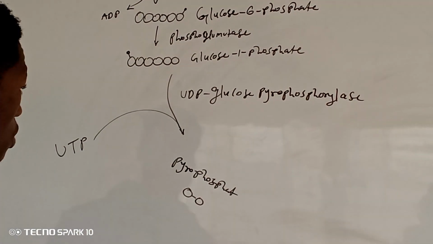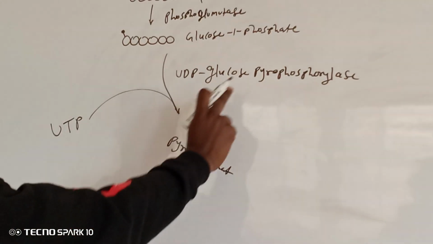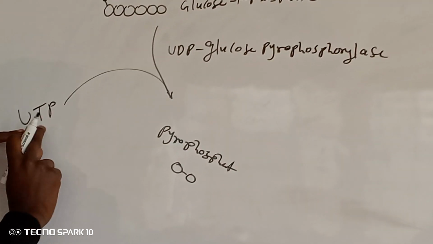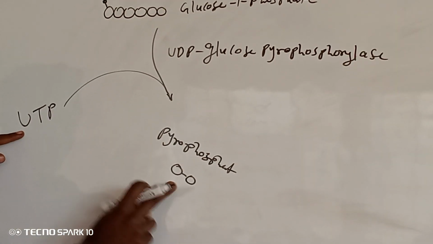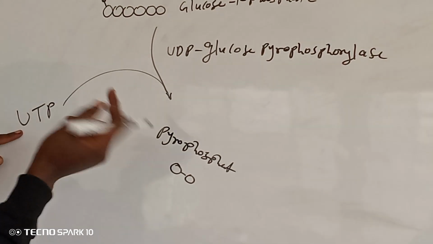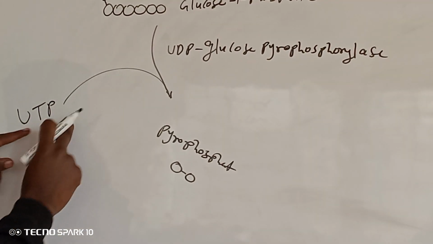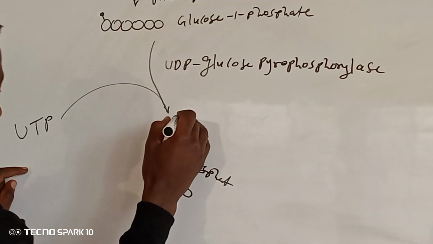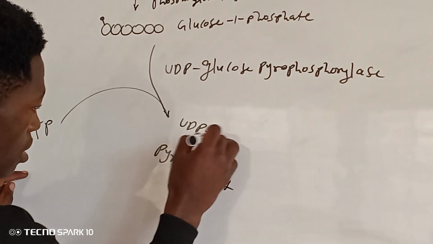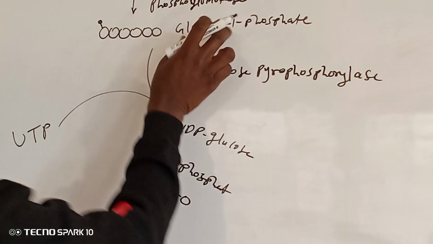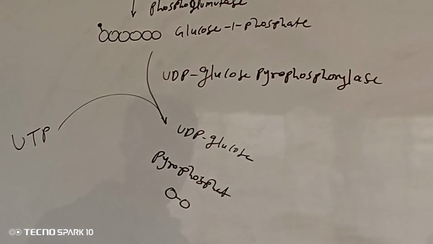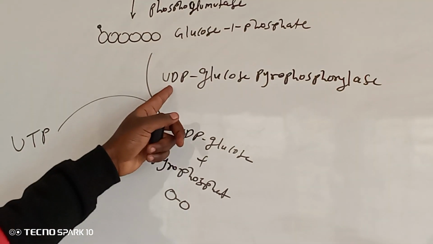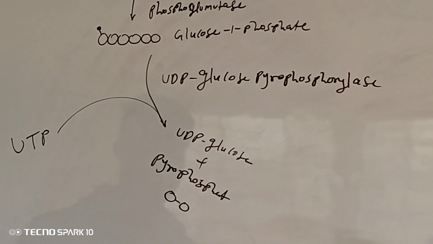It's also going to take this phosphate group here, which is going to be cleaved. So it's UTP, which has three phosphate molecules. We're going to take out two, so you're going to have UMP, because it's monophosphate. It's going to take this phosphate group from glucose 1-phosphate, and that will form UDP-glucose. It's also going to take the glucose molecule. So it's going to form UDP-glucose plus pyrophosphate by the help of UDP-glucose pyrophosphorylase.